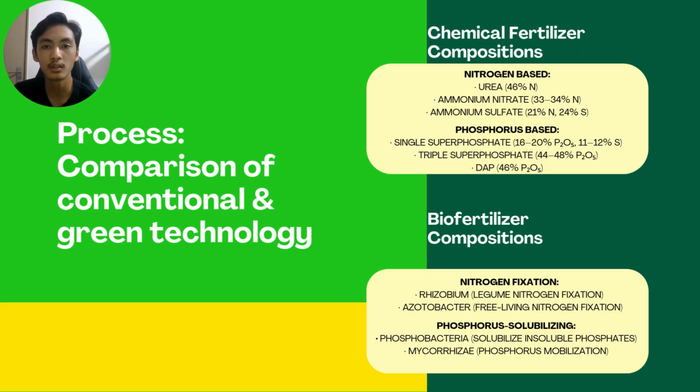The nitrogen-based chemical fertilizers contain urea, ammonium nitrate, and ammonium sulfate. The phosphorus-based chemical fertilizers contain single superphosphate and triple superphosphate. For nitrogen fixation biofertilizer, it contains rhizobium or azotobacter. For phosphorus solubilizing biofertilizer, it contains phosphobacteria or mycorrhizae.